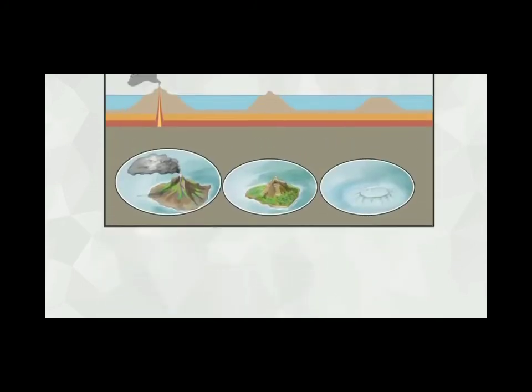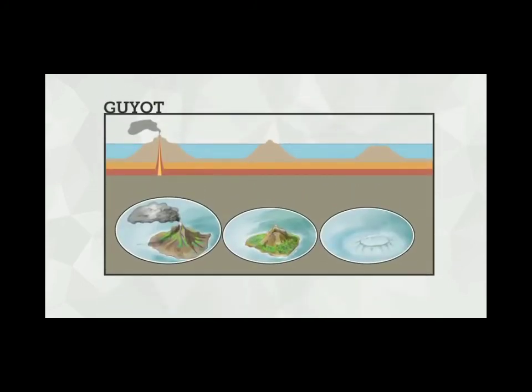Some volcanoes may evolve into a guyot over time. Guyots are unique because of their flattened tops. These structures start as seamounts, but after their tops reach the surface of the ocean, they are eroded away. This erosion gives guyots their characteristic appearance.